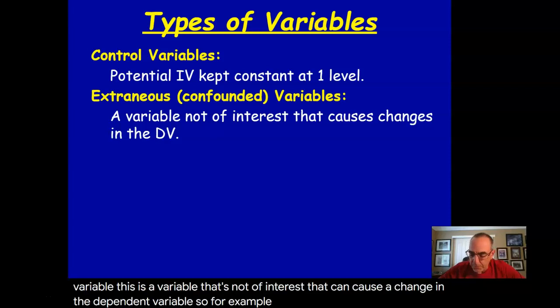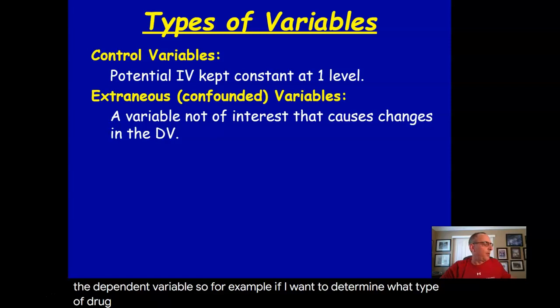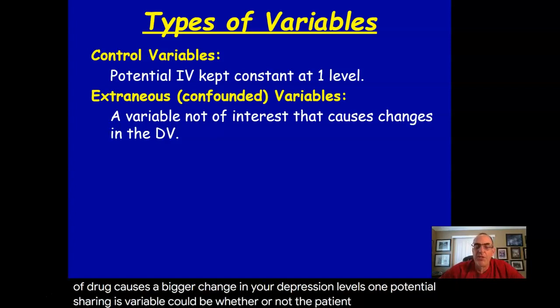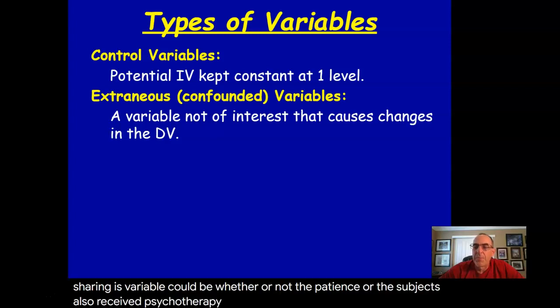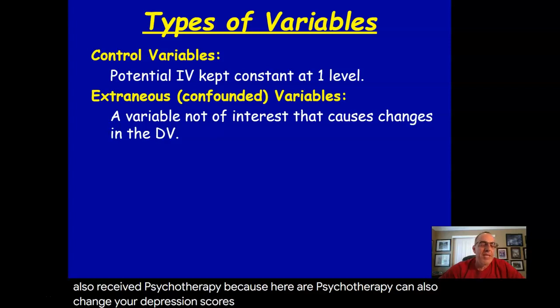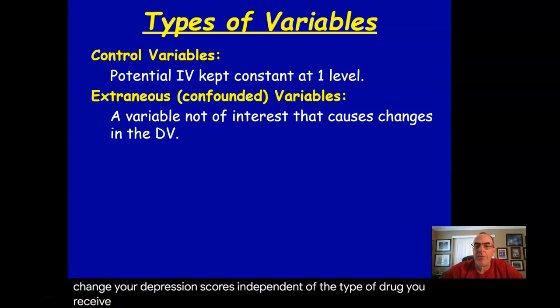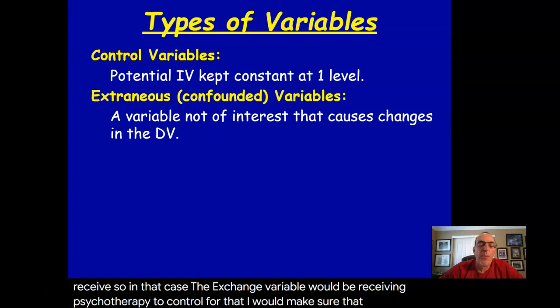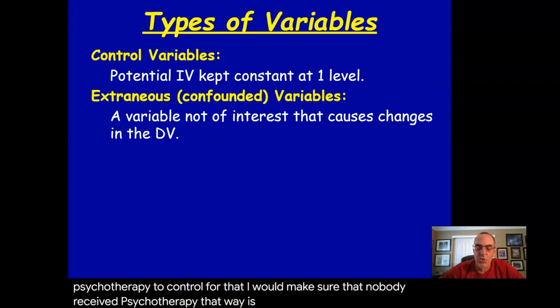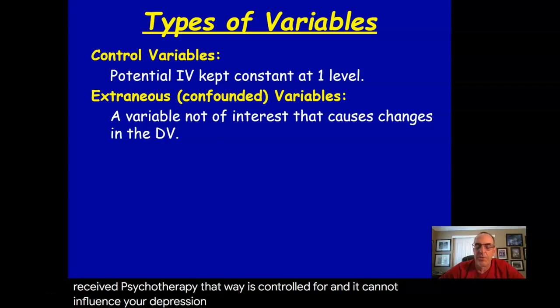So for example, if I want to determine what type of drug causes a bigger change in your depression levels, one potential extraneous variable could be whether or not the patients or the subjects also receive psychotherapy. Because here, psychotherapy can also change your depression scores independent of the type of drug you receive. So in that case, the extraneous variable would be receiving psychotherapy. To control for that, I would make sure that nobody receives psychotherapy. That way it's controlled for and it cannot influence your depression levels.